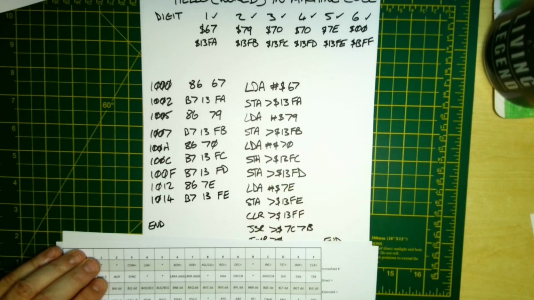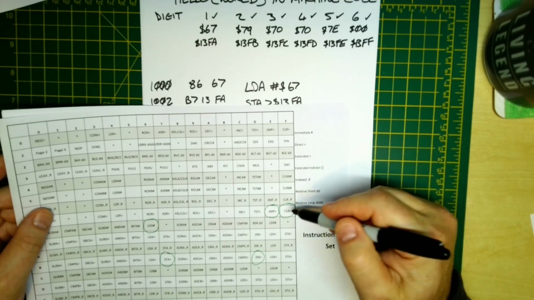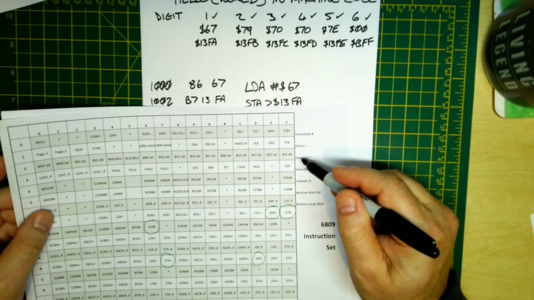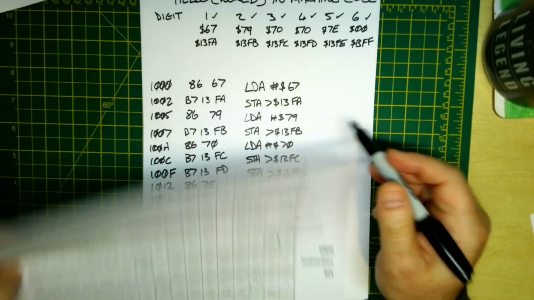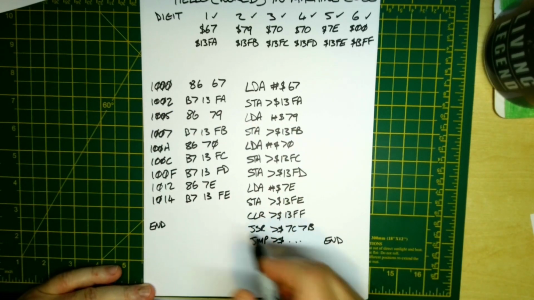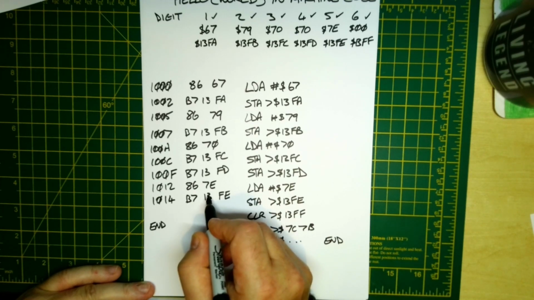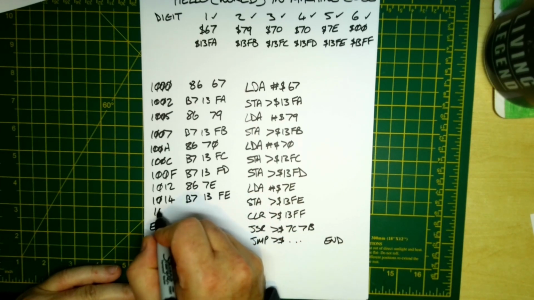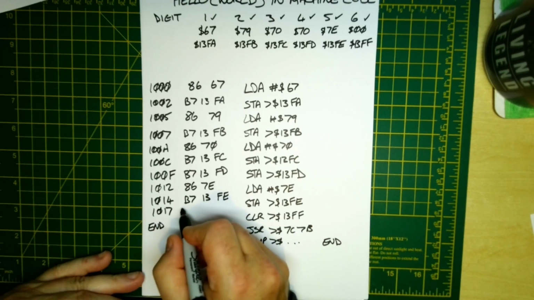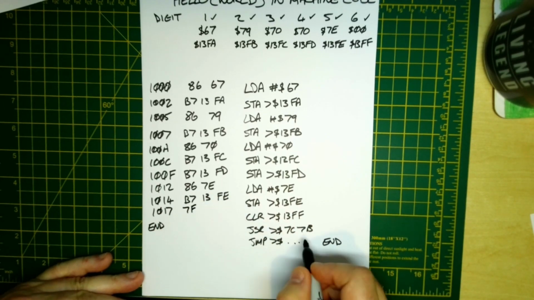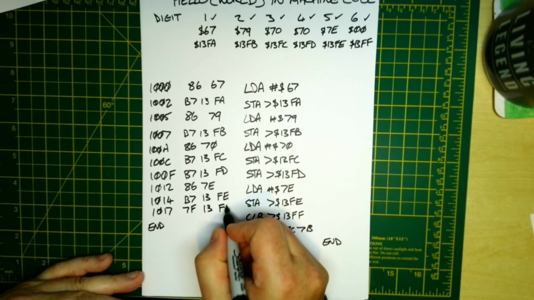Now we come to the clear. So clear extended, this means clear the memory location provided in the next 2 bytes, is 7F. So this is 4, 5, 6, 7, 10, 17. So clear is going to be 7F, 13FF.